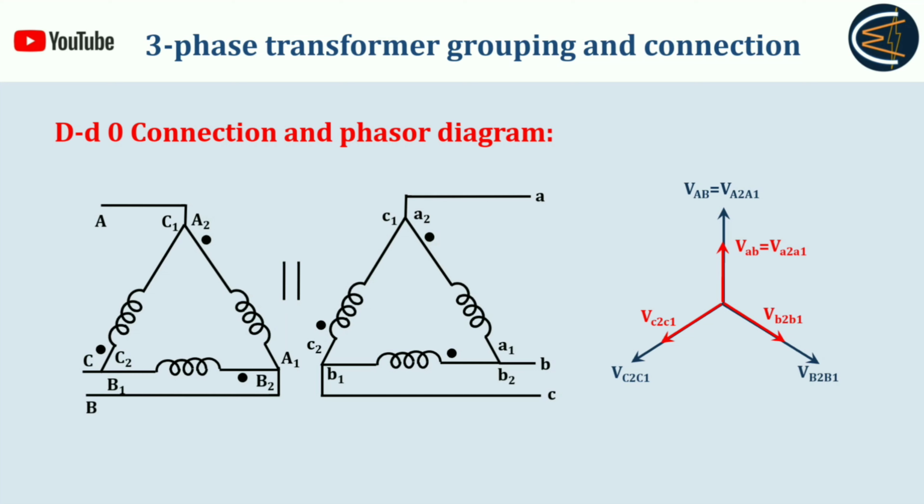So now let's move further. We need to prove it. As you can see, it is clear from this much phasor diagram only that V capital AB and V small ab are in same phase. See, they are in same phase. That means there is no phase displacement. So that is the proof of DD0 connection.